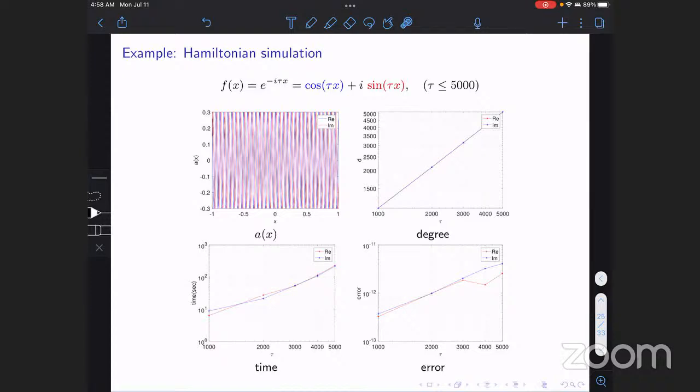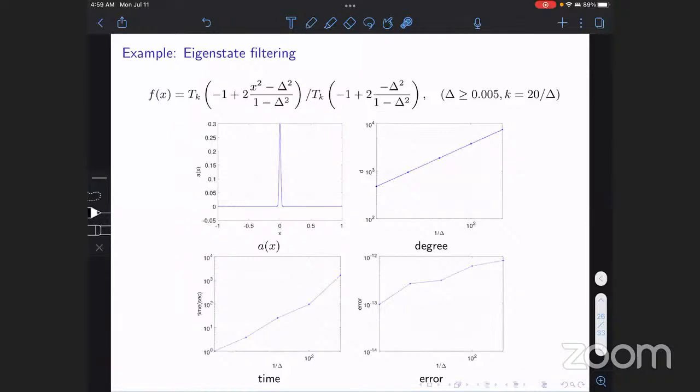The first example is Hamiltonian simulation, and this is the function I'm trying to approximate. In the first figure, I showed you the polynomial approximation of this function, both the real part and imaginary part. On the second picture, I showed you as tau goes up, where larger tau corresponds to a larger simulation time, the degree of the polynomial goes from 1,000 to 5,000. This picture shows the total amount of time we needed to compute these phase factors, and most of the time it was about hundreds of seconds. And finally, it shows you the error is around 10 to the minus 12.